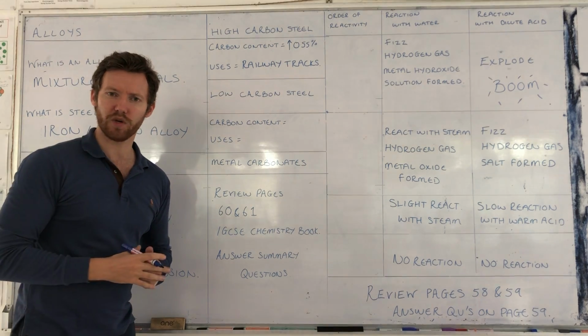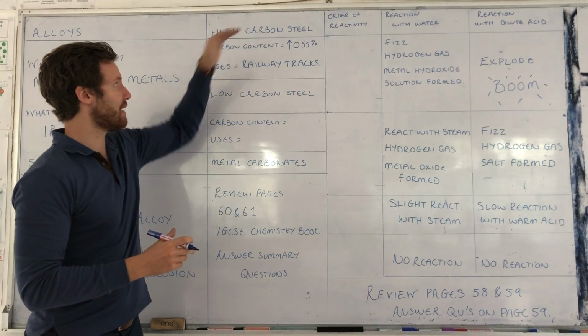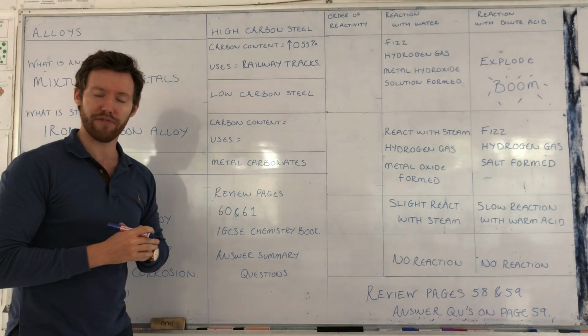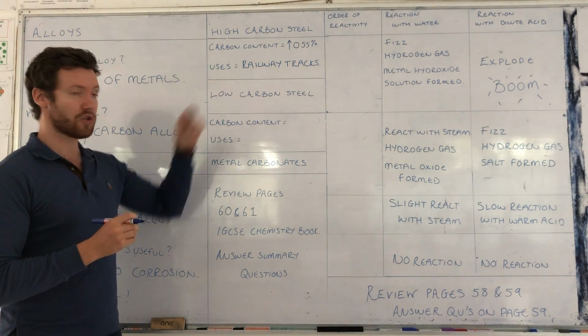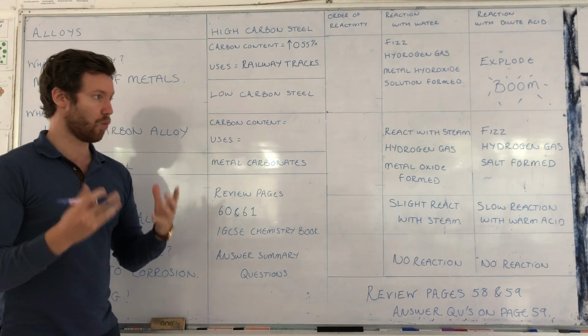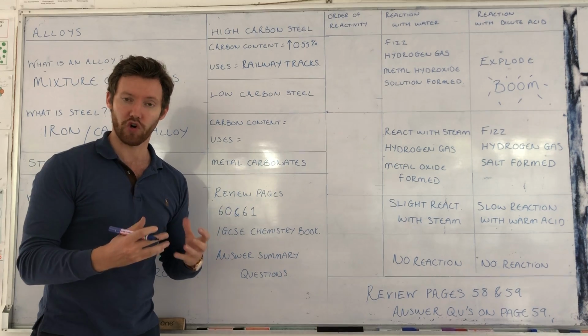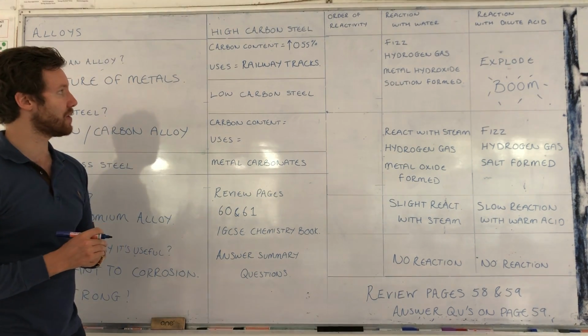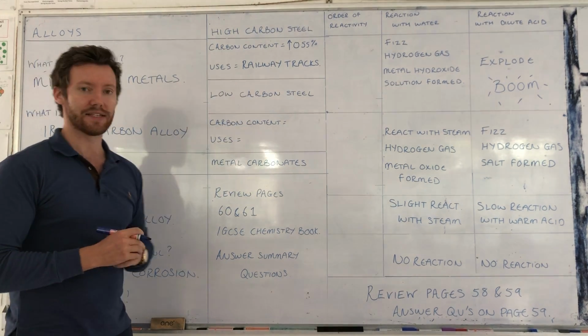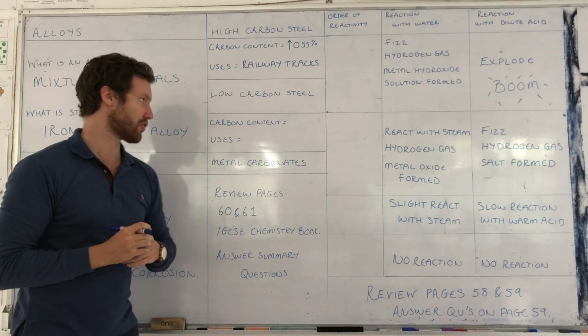High carbon steel, strong. We can associate these words together. It has a high carbon content. It's very, very strong, okay? So use in railway tracks. Why is this the case? It's strong, it's hard, it's doing its job to hold these trains along these railway tracks.